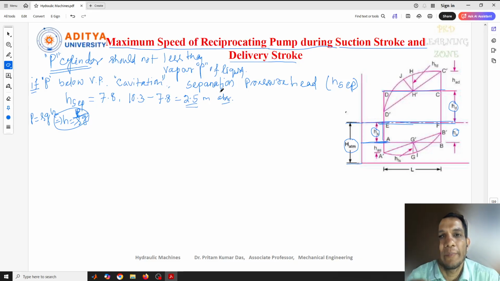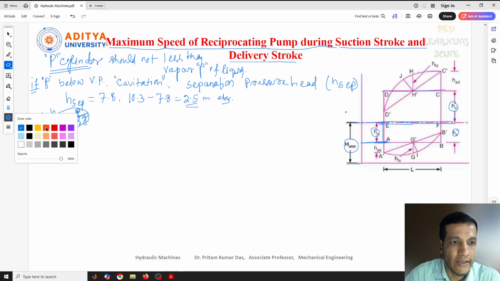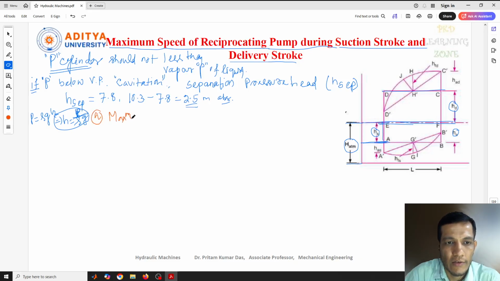So see, separation may take place, as I told you, either in the suction stroke or in the delivery stroke. So what is the maximum speed of the reciprocating pump during the suction stroke and the delivery stroke? Now we'll calculate that. So for the first point, let me write the heading: the maximum speed during the suction stroke.